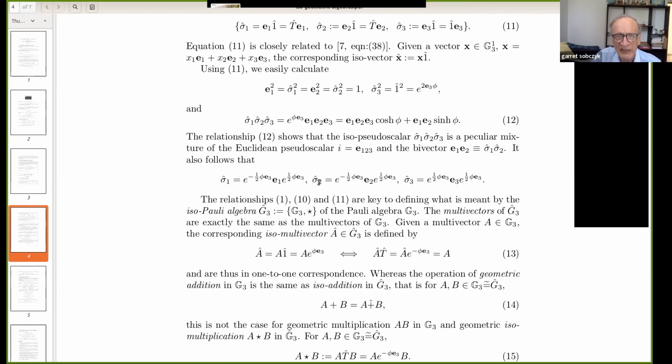The same thing with sigma 2 hat as a Lorentz boost of E2. So it looks to me like the geometric significance of Dr. Santilli's isogeometric algebra is represented by boost velocity transformations in the usual geometric algebra G3.